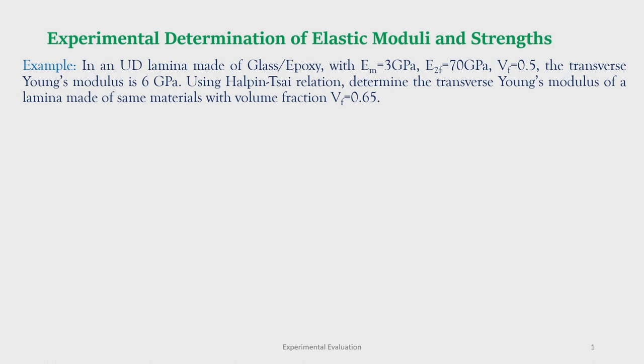Suppose in a unidirectional lamina made of glass epoxy, the matrix property, epoxy Young's modulus, is 3 gigapascal, the transverse Young's modulus of the fiber is given as 70 gigapascal, and the fiber volume fraction is 50%. The transverse Young's modulus of the lamina is 6 gigapascal. So, using Halpin-Tsai relations, determine the transverse Young's modulus of a lamina made of the same materials, but the volume fraction is 65%.